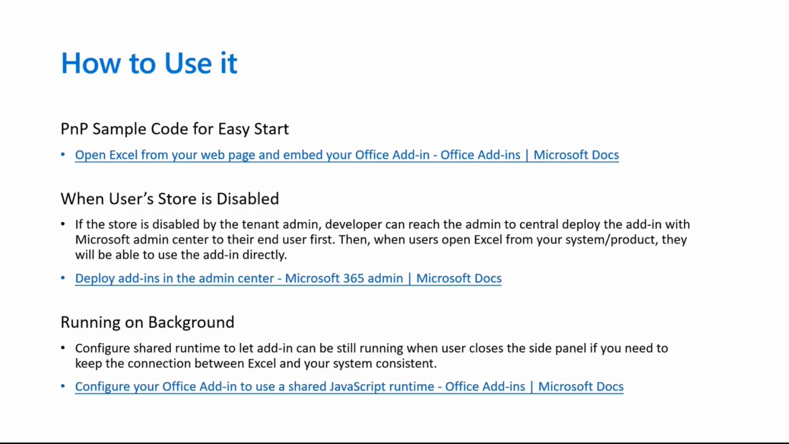And here are two main problems that you might run into. Some tenants might disable the user's store, so the user cannot choose which add-ins to install from the store because the tenant disabled it. In this situation, you can use the central deployment functionality. You can talk to the admin: hey, you disabled the store, so the user cannot use the add-in. So you can deploy the add-in to all the tenant users. So when you download this file from the system, you export data from the system, the add-in has already been deployed on the user's client, so they will only need to launch it. And that works fine as well.